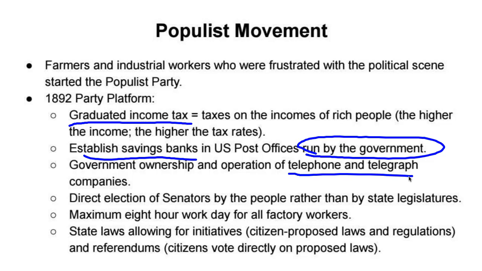Also, to get more citizen participation in government, you had the promotion of direct election of senators. To support the labor movement, you had a movement for the 8-hour workday. And then you had state laws that would allow for things like initiatives, citizens forcing the government to talk about new laws and regulations, or referendums where citizens would vote directly on proposed laws along with voting for their candidates. So more democratic elements to our American Republican system.